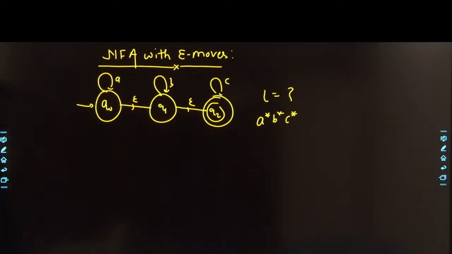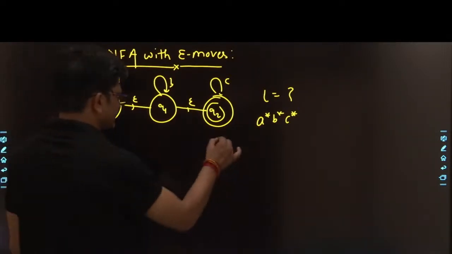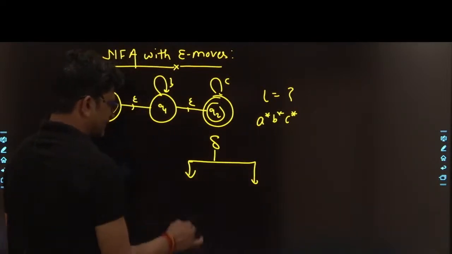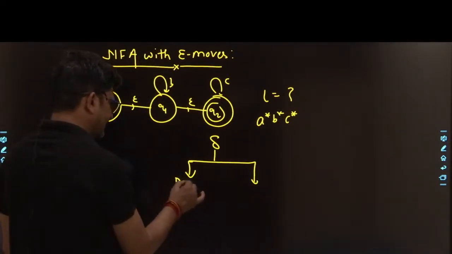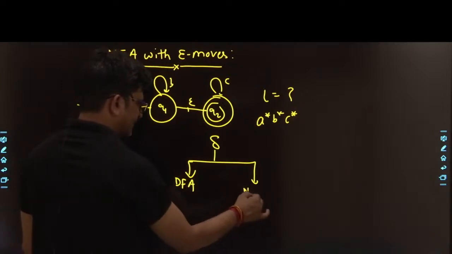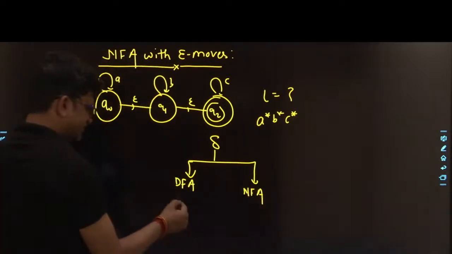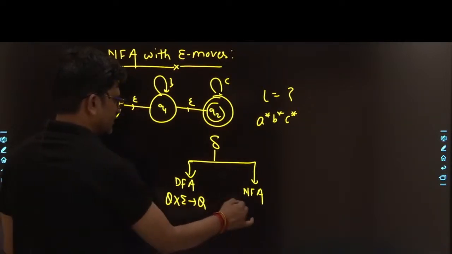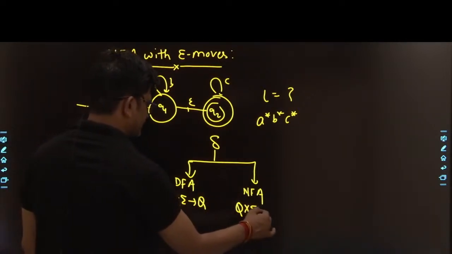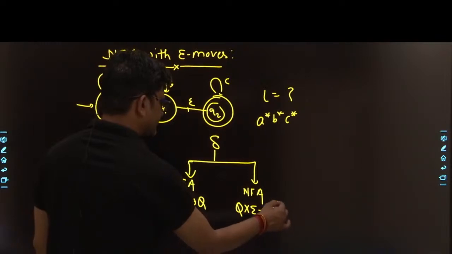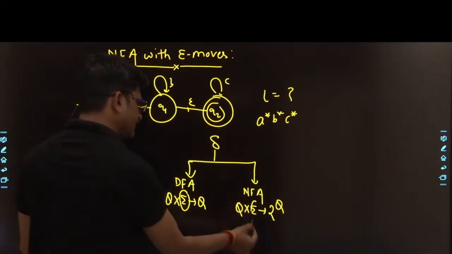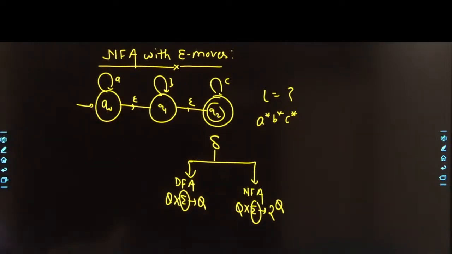Now see the transition function. Please listen carefully. In DFA and in NFA, what is the transition function? In DFA, Q cross sigma determines Q. In NFA, Q cross sigma determines 2 power Q. Here we read only one input symbol. It does not have the capability to read a string.